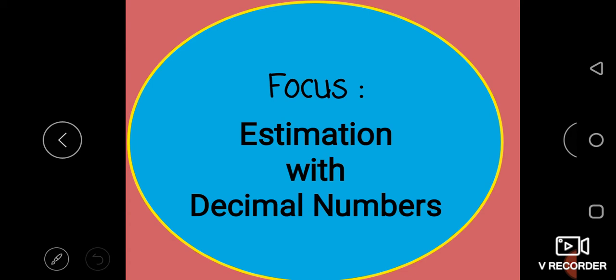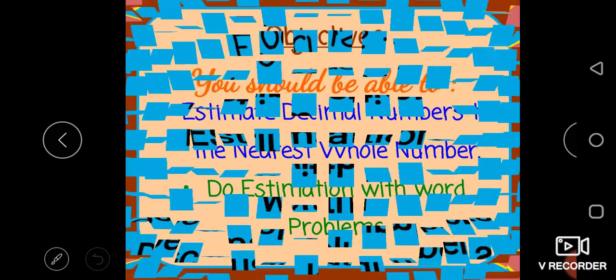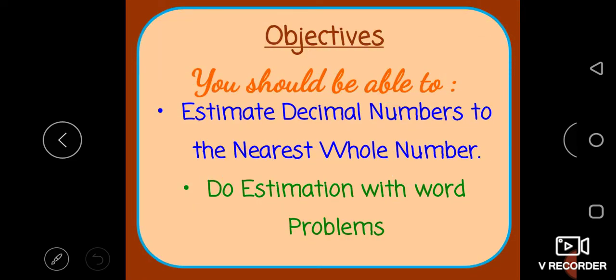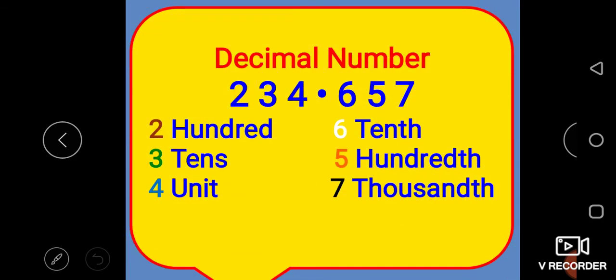In our Part 2, our focus is on estimation with decimal numbers. During and at the end of this lesson, you should be able to estimate decimal numbers to the nearest whole number, and do estimation with word problems. Pay attention. This is an example of a decimal number. A decimal number is a number with a decimal point.